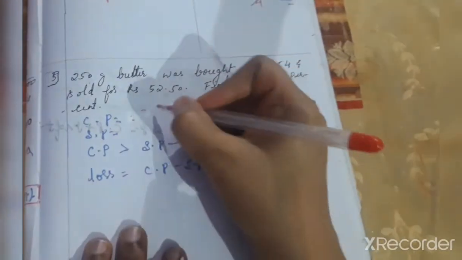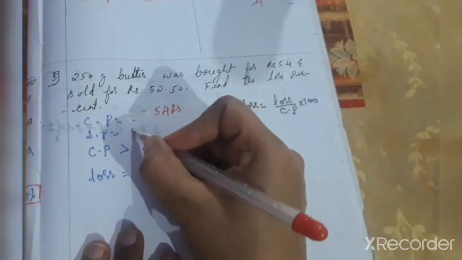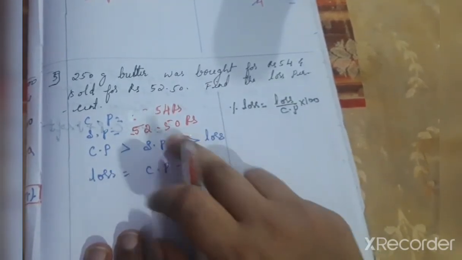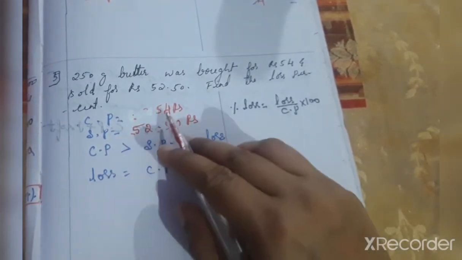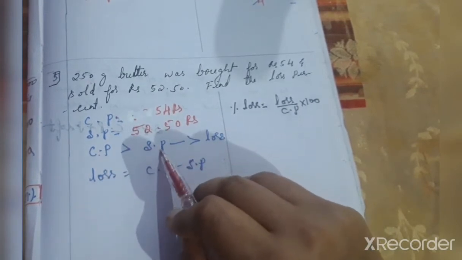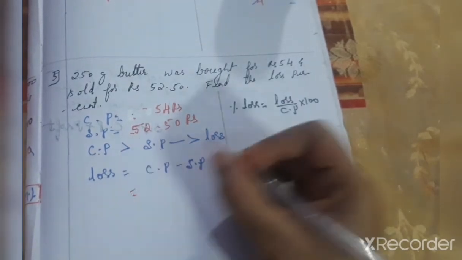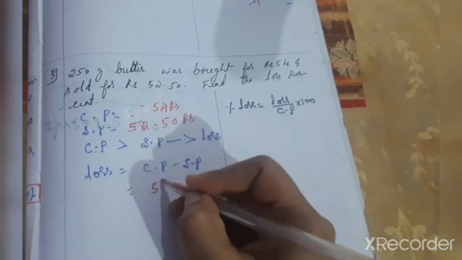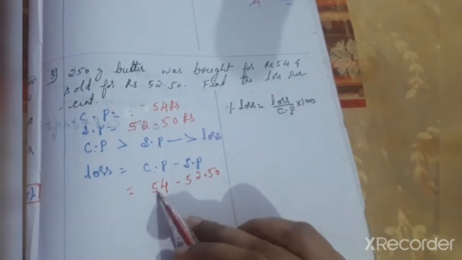So here the cost price is 54 rupees, bought for 54 and sold for 52 rupees 50 paisa. Here the cost price is greater than the selling price, meaning the purchase amount is greater than the selling amount, so we get a loss. CP minus SP is the formula. What is the CP? 54 minus 52.50.